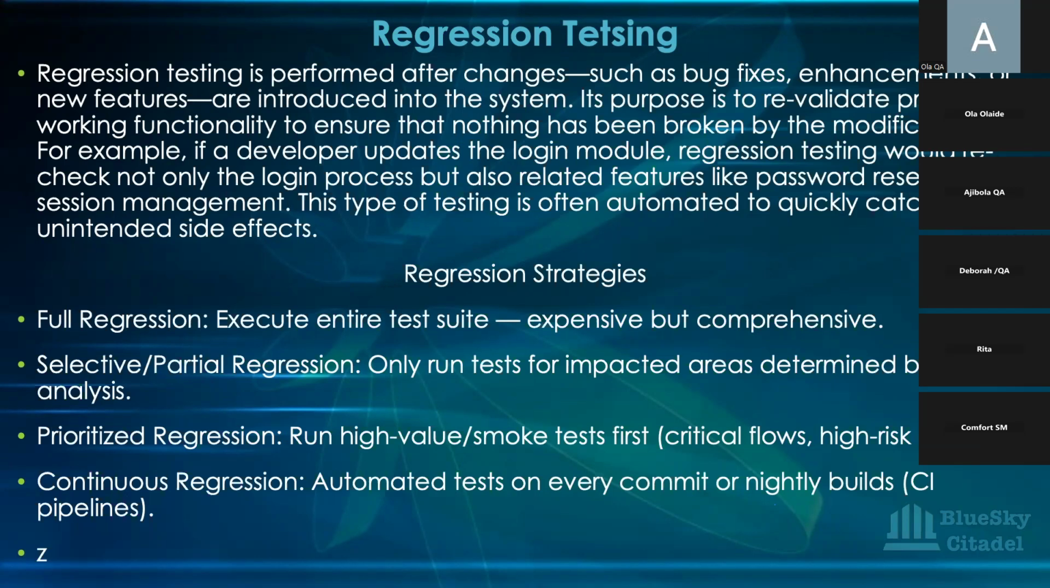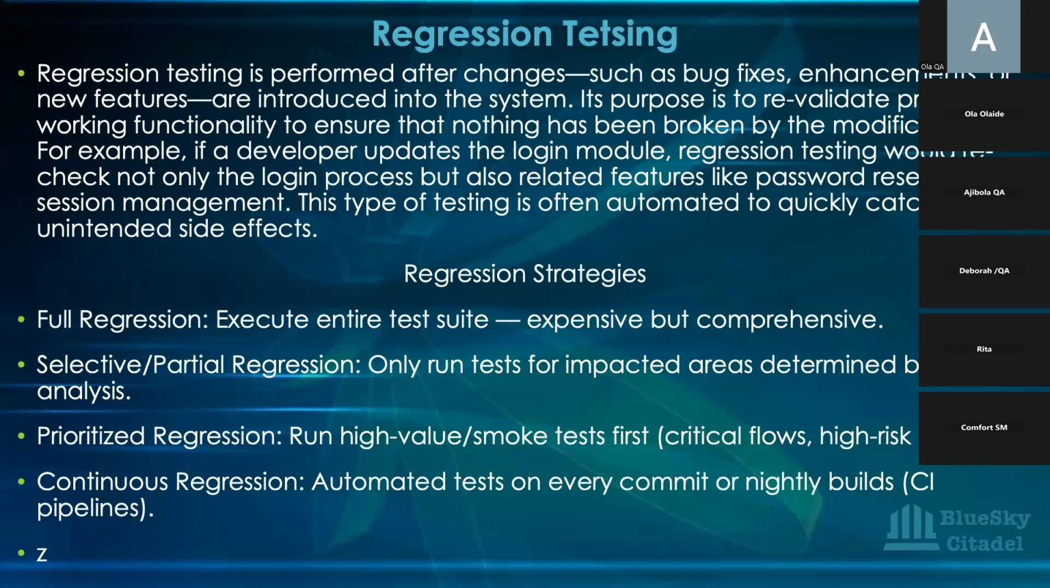This type of testing is often automated to quickly catch unintended side effects. So regression testing is mostly automated, especially in pipelines. In your CI/CD pipeline, you do regression testing. So, regression strategies. We have full regression, which executes entire test suites. It is very, very expensive, but it is comprehensive. It only works when two conditions are met. The first is that you are using automation. The second is that you have a large team that can do it.